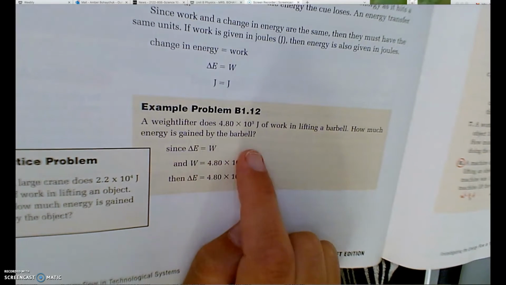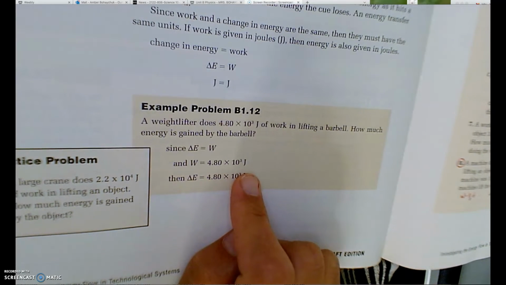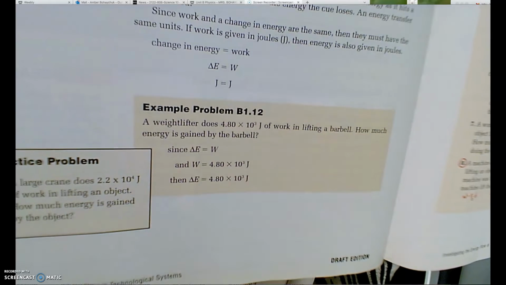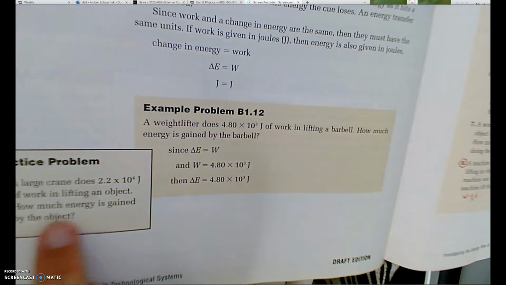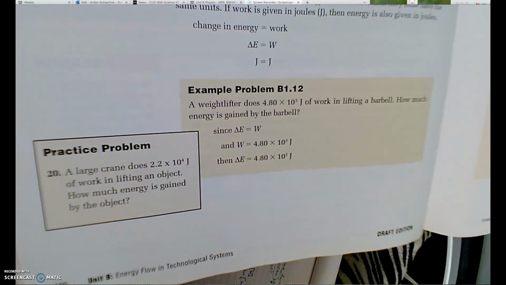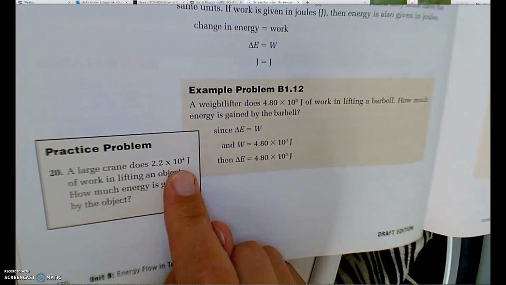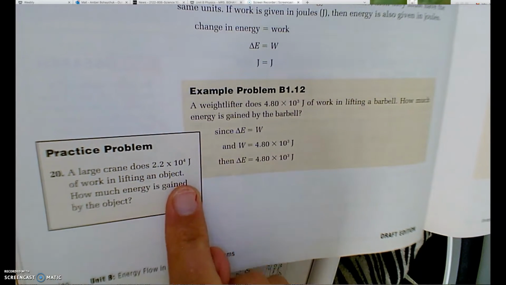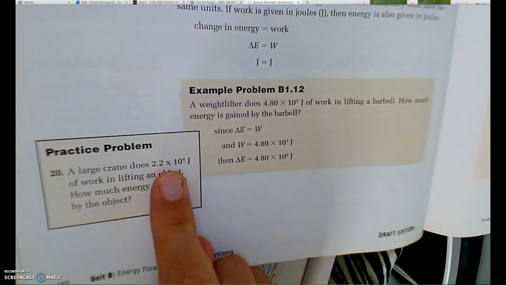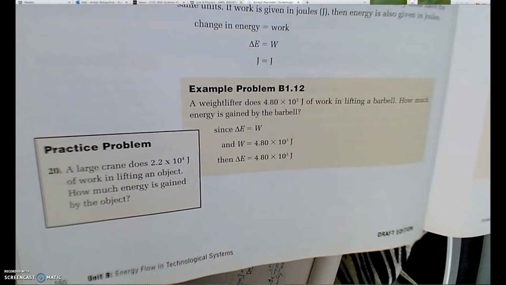Again with the exercise. This is about energy. I just said how energy is often measured in joules, so same. I guess that's the answer to number 20 then. A large crane does 2.2 times 10 to the 4 joules of work lifting an object. How much energy is gained? 2.2 times 10 to the 4 joules. So let's just do 18 and 19 then.